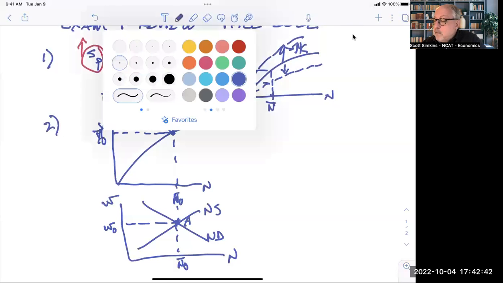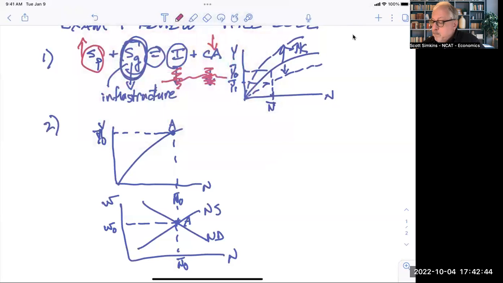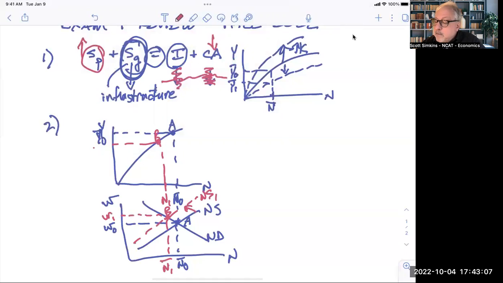Well, if there's less willingness to work, that would be a leftward shift in the labor supply curve. So the equilibrium would go to point B, call it N1. Real wage goes up, less employment, and has a negative impact on GDP production or full potential GDP in that case. So that's the potential negative impact if that really happens.